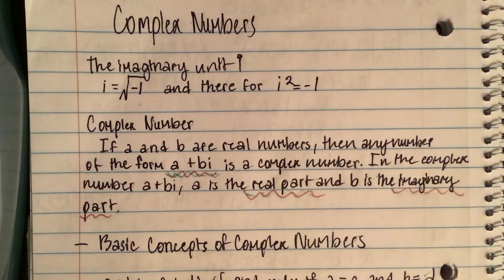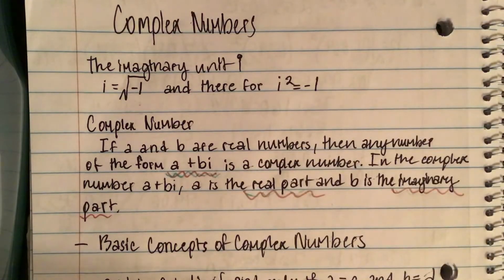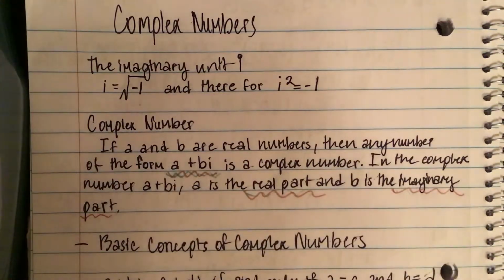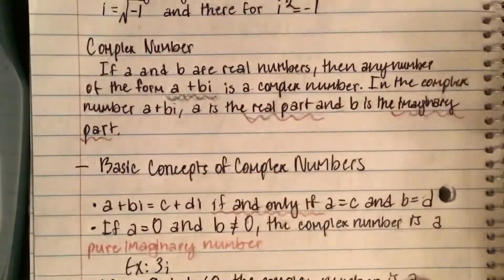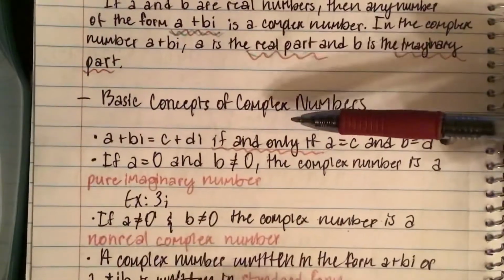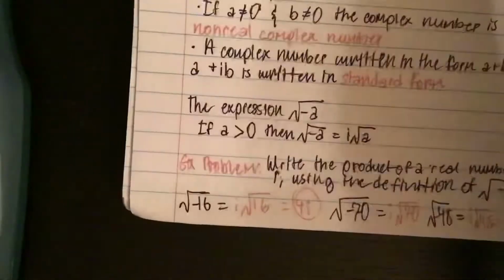Hey guys, so today we're going to be talking about complex numbers again. These are some of the notes I showed you in the last video. We talked about how i is an imaginary unit, and as you can see here, i equals the square root of -1, i squared equals -1. We talked about complex numbers, some basic concepts, we talked about all of that.